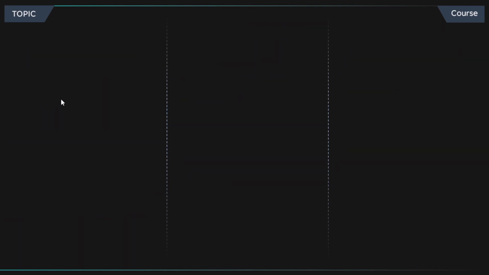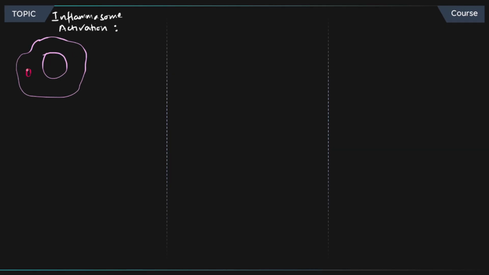Okay, so now let's move on to the next part, which is inflammasome activation. Let me write it down. Inflammasome activation. As the name indicates, it's related to inflammation, right? So you have a cell, let's say this is the cell, and inside it you have bacteria. Bacteria can cause the formation of an inflammasome inside the immune cell.